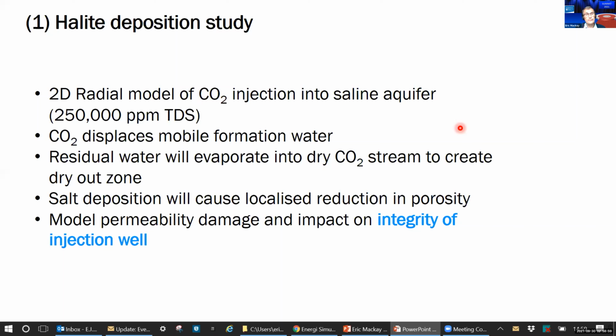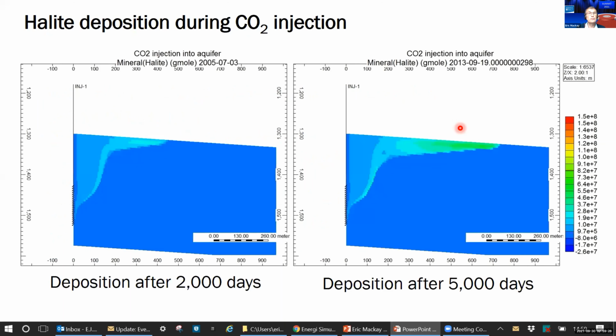That will then leave a residual water phase, but if we allow for the evaporation of that water into the dry CO2 stream that is continuously being injected, then that will create a dry out zone around the injection well, and it's in this dry out zone that the salt deposition will take place and reduce the porosity, and thereby reduce the permeability and affect the injectivity and therefore the integrity of the injection well.